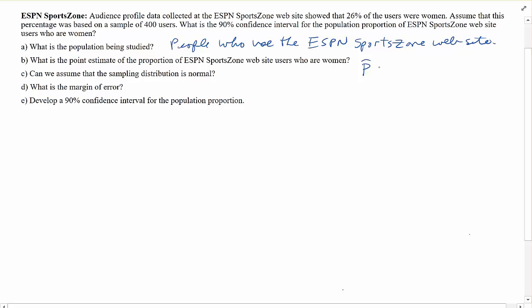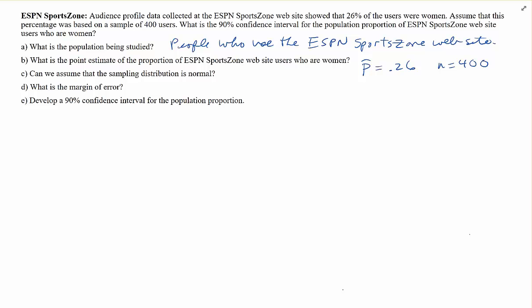That was based on a sample, so we're going to give it the symbol p hat, and it's 0.26. The sample size that was taken from is 400, just a small portion of all of the ESPN Sports Zone website users.